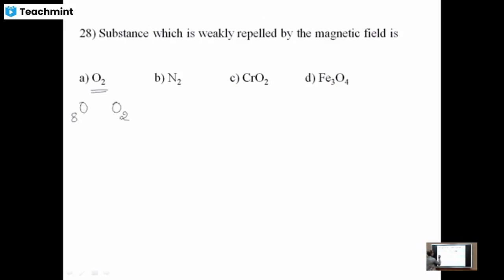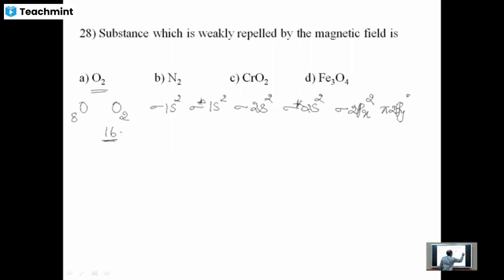One oxygen molecule has two oxygen atoms, together having 16 electrons. Its electronic configuration is σ1s2, σ*1s2, σ2s2, σ*2s2, σ2px2, π2py2, π2pz2, π*2py1, π*2pz1. Nothing but we have two unpaired electrons.